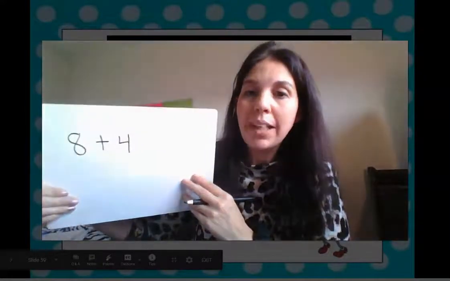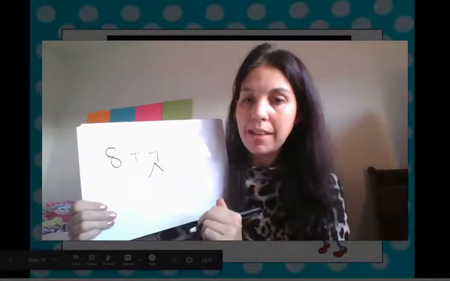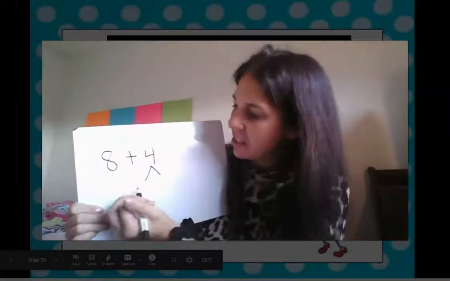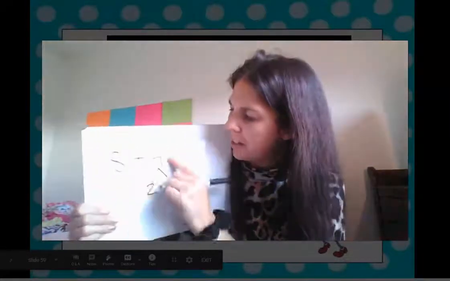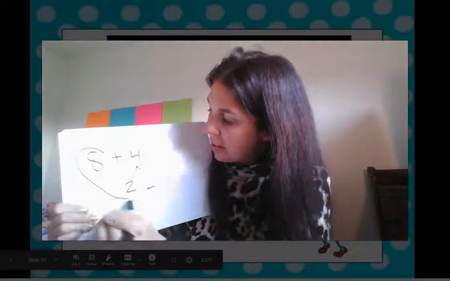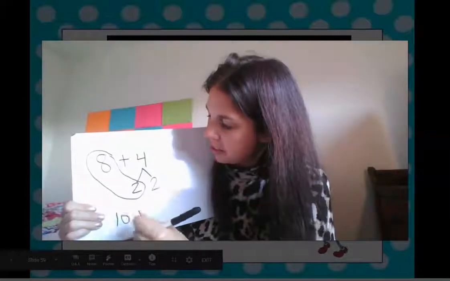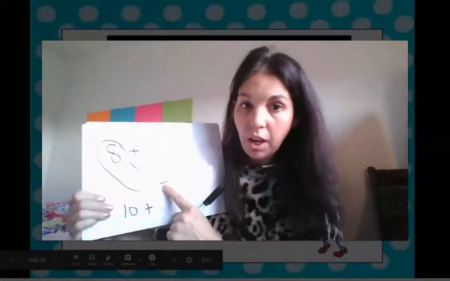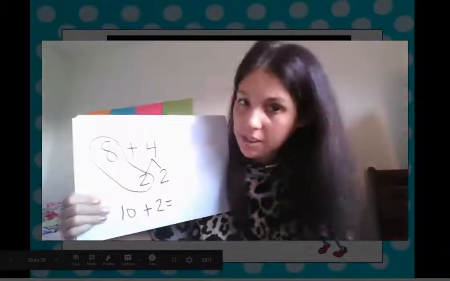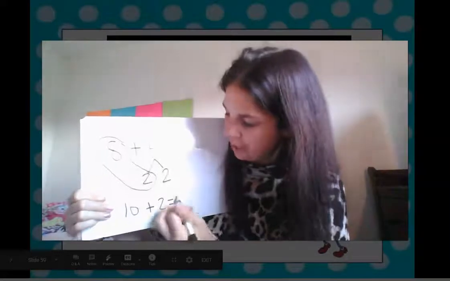First thing we gotta think about, how are we gonna make that 8 a 10? Who remembers? 8 plus what equals 10? 8 plus 2 gives us 10. And then 2 plus what equals 4? 2 plus 2 equals 4. Now we made our 10. 8 plus 2 equals 10. Plus our number that we still have left over, 2, equals 10 plus 2 equals 12. Nice job.